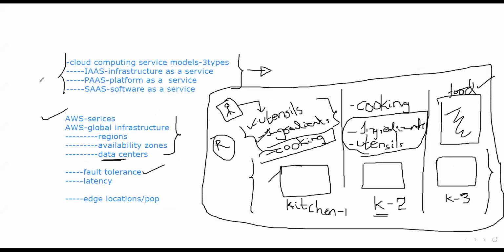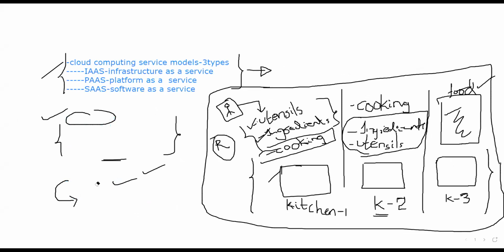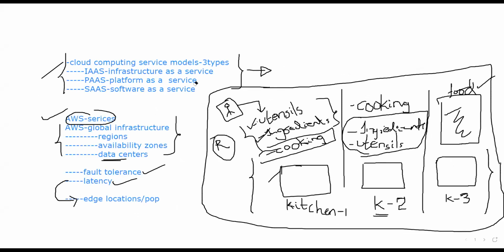So now it's clear to everyone, right? What we discussed for the day: we have seen the cloud computing service models and the AWS services in different categories. We covered region, availability zone, data center, the concept of fault tolerance and the concept of latency. And to make it low latency, we go with the edge locations or points of presence. So it's clear to everyone, guys? Any doubts here?